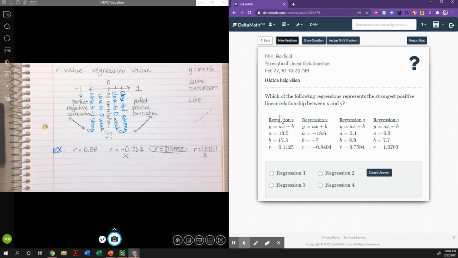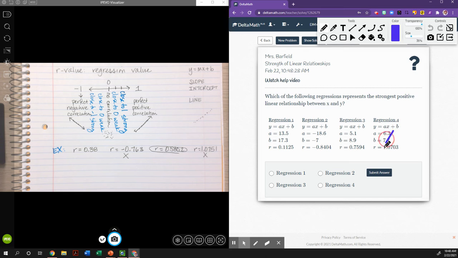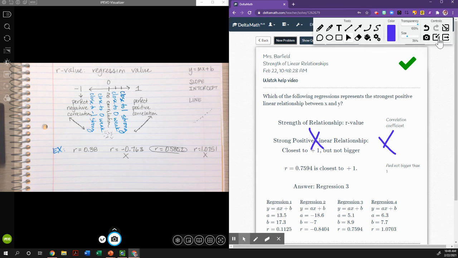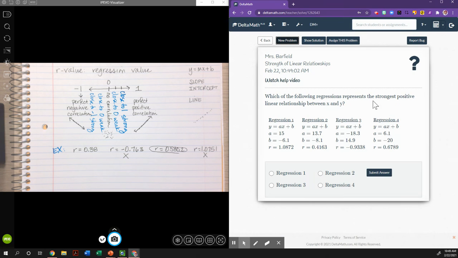New problem. I'm not going to write anything down. Strong, positive. This one's out because it's greater than 1. This one's out because it's negative. If they wanted me to choose the negative one, they would have said strongest negative linear relationship. Which one's closer to 1? Number 3. So regression number 3, submit my answer, and I got my green check.